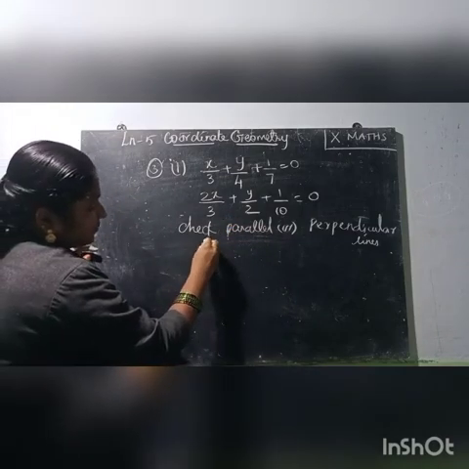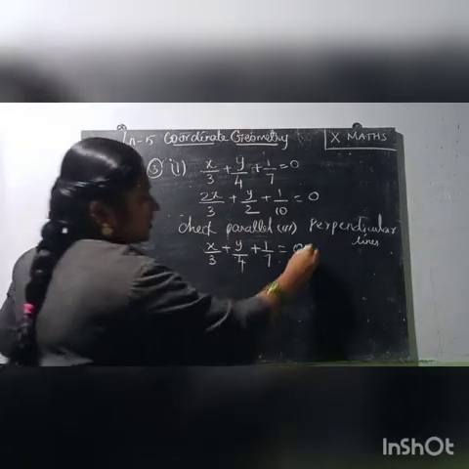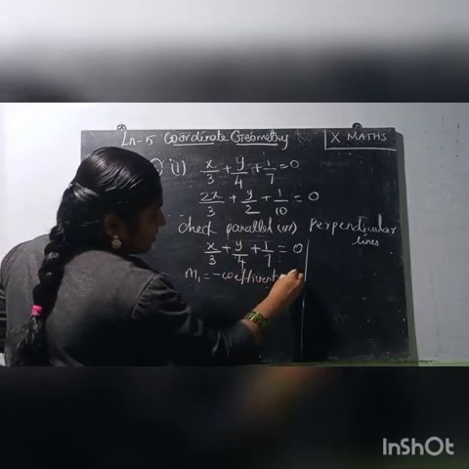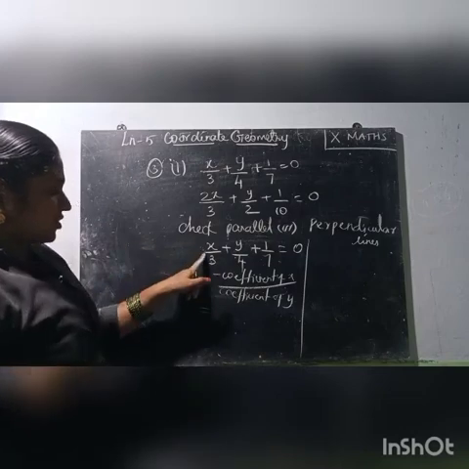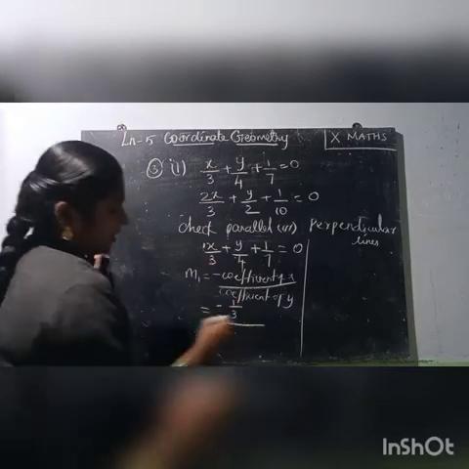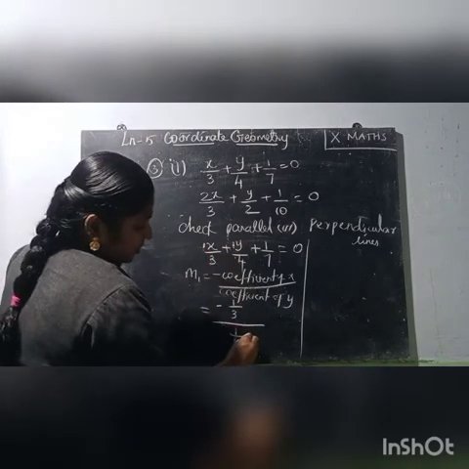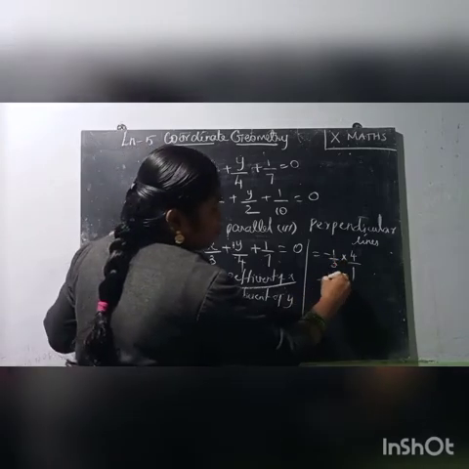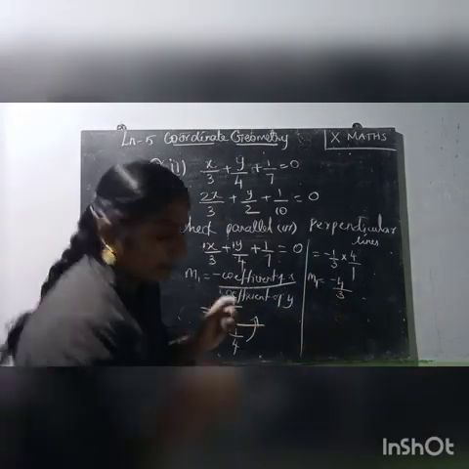So x by 3 plus y by 4 plus 1 by 7 equal to 0. This is the first equation. So we know m1 equal to minus coefficient of x divided by coefficient of y. Now the x coefficient is, if there is no value, we can mention 1. So the x coefficient is 1 by 3. So write minus 1 by 3 divided by the y coefficient, which is 1 by 4. Take reciprocal. So we will get minus 1 by 3 into 4 by 1. Now minus 1 into 4 is minus 4 by 3 ones are 3. Now we got the m1 value. So the first line slope is minus 4 by 3.